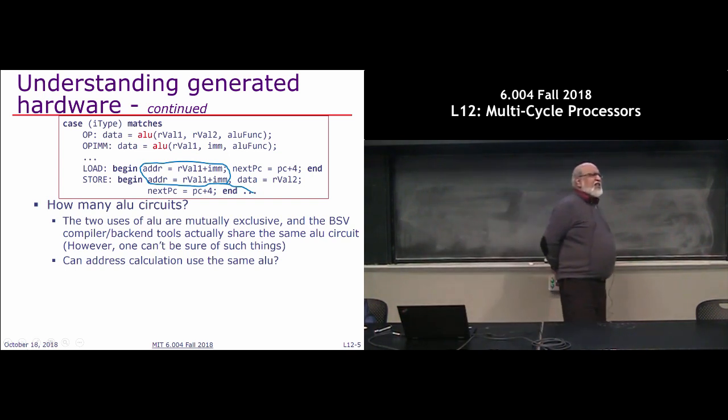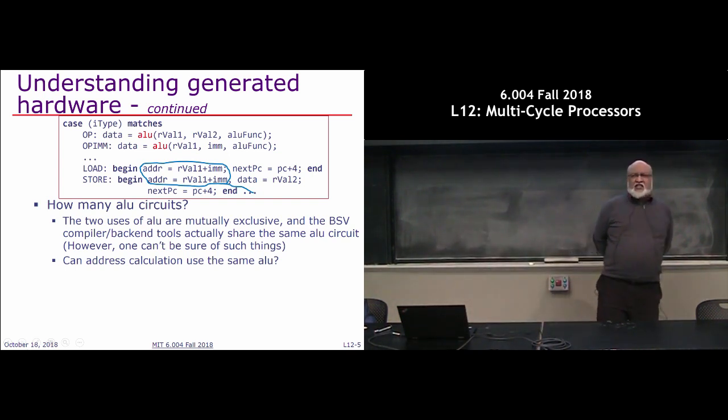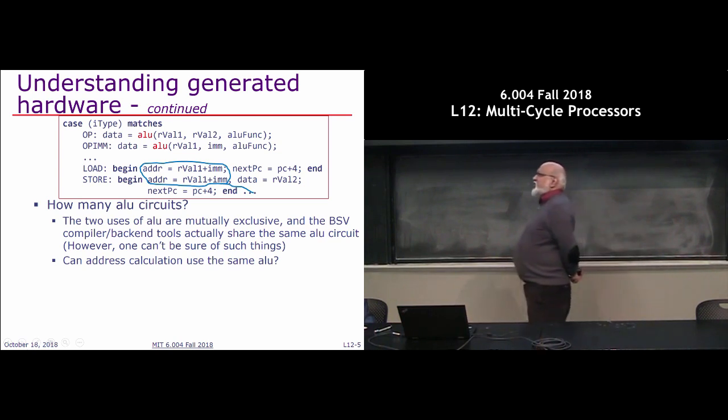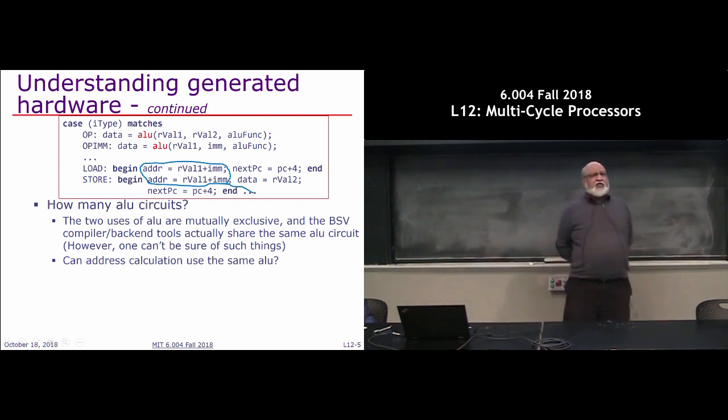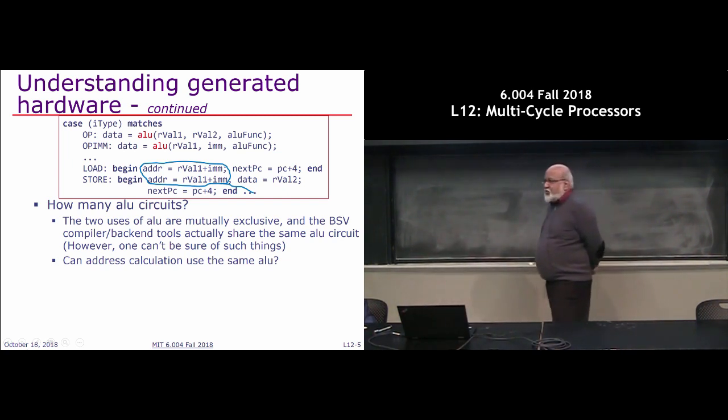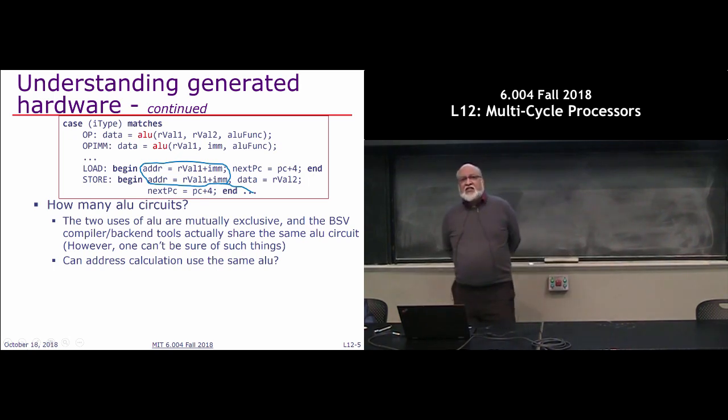But here is a slightly trickier case, right? In the load store instructions, what you see is that I'm actually computing the address. And address is an addition, right? I'm taking the rval1 and adding an immediate value to it, and our ALU does know how to do an addition. So you can ask yourself, could I have used the same ALU?